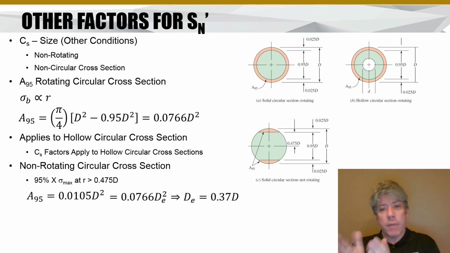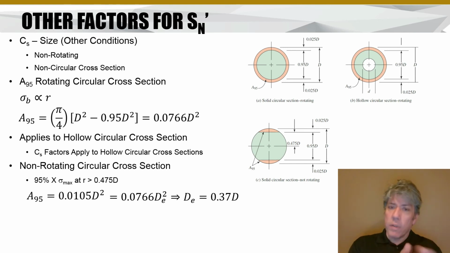So if we know the diameter of the original shaft that's not rotating, then 30% of that diameter is equivalent to a shaft that is rotating. And then we can use size factors that are based on that equivalent diameter. So you take this equivalent diameter, go to that chart I showed you, and look up the size factor from the equivalent diameter, not from the actual diameter, if the shaft is not rotating.